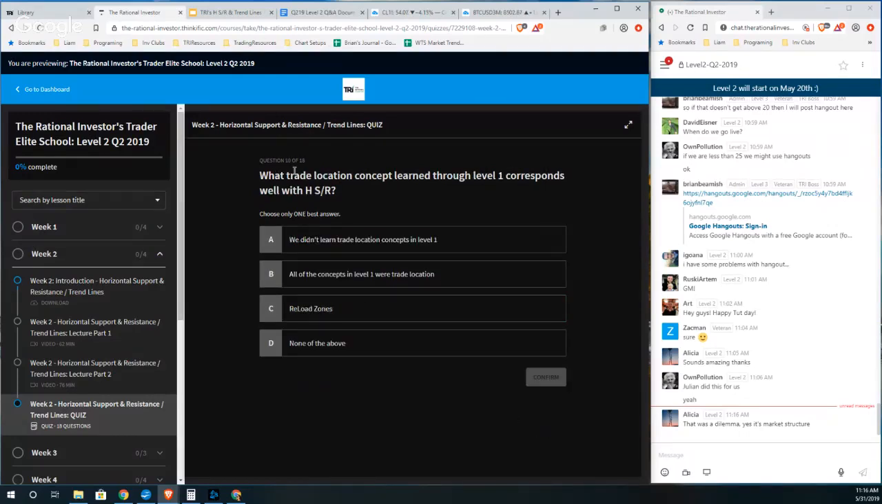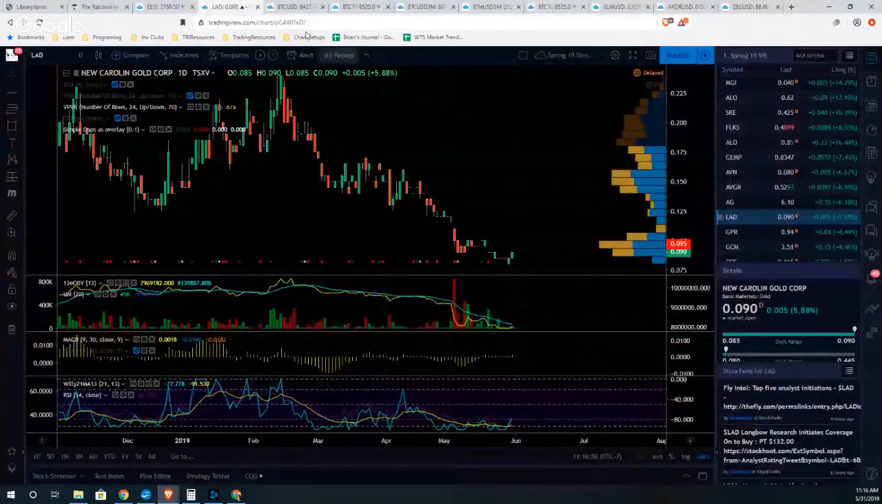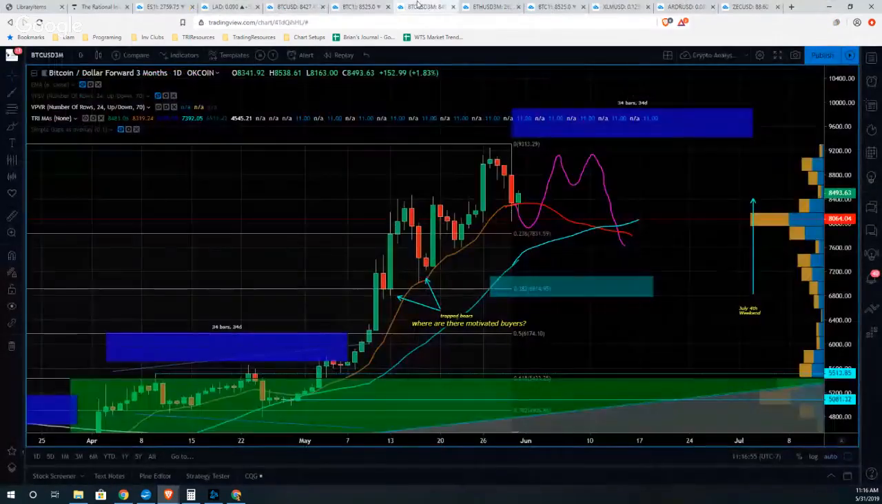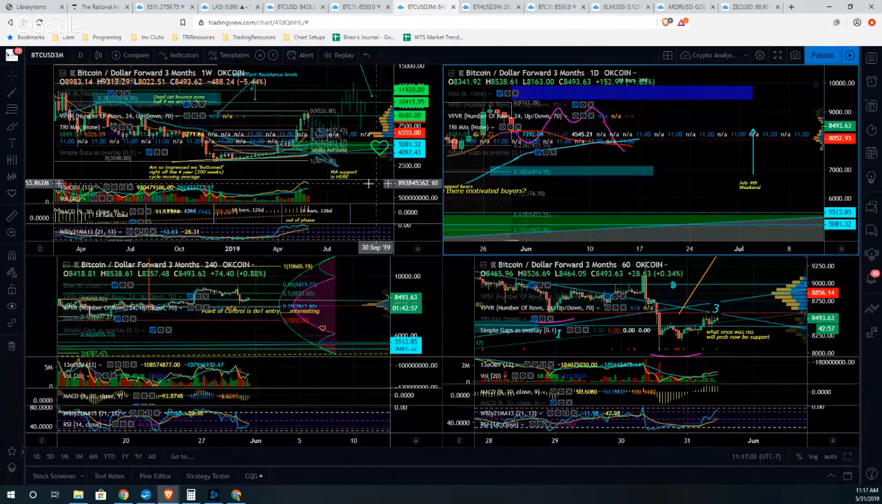All right. What trade location concept learned through level 1 corresponds well with horizontal support and resistance? We didn't learn trade location? I sure hope you learned trade location. All the concepts and reload zones. Well, reload zones often work well with horizontal support and resistance. And what you're going to find is that, and actually, I think on the Bitcoin chart, I even posted and tweeted it out yesterday, sort of counseling people like, where can we expect the market to come back to? Here's a really, really good example of, I think I did it off the daily charts, but it might have been the weeklies.